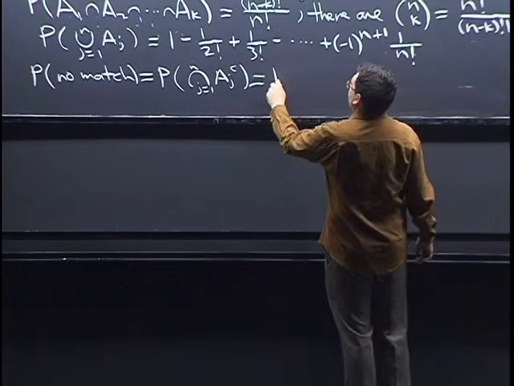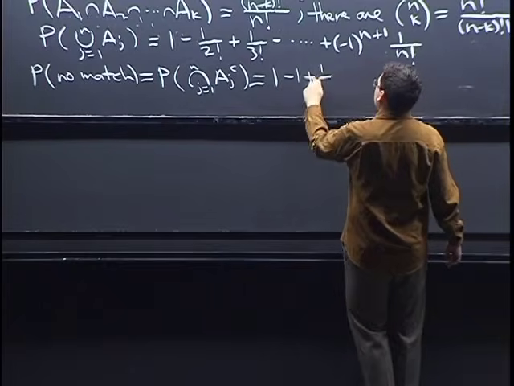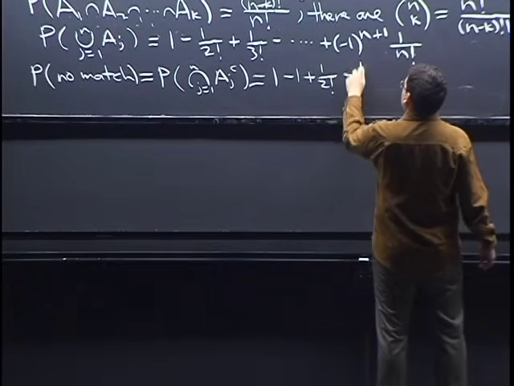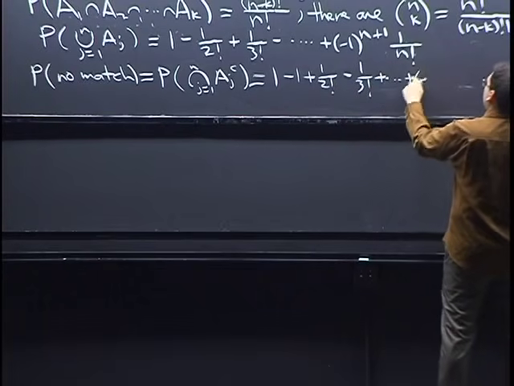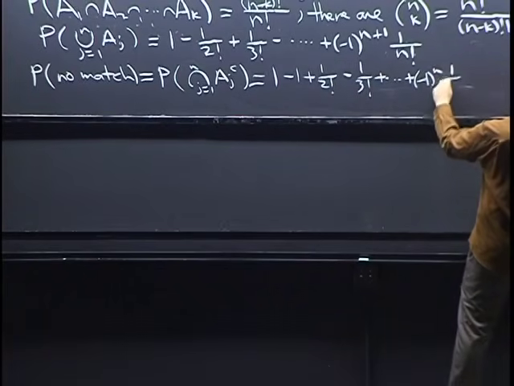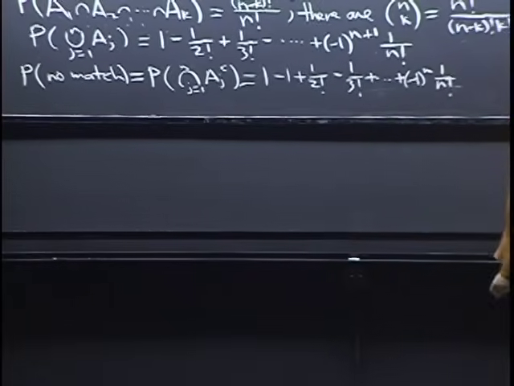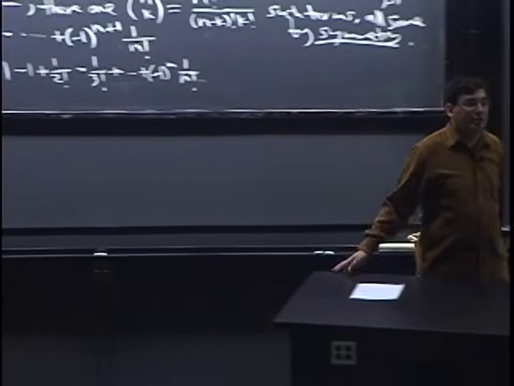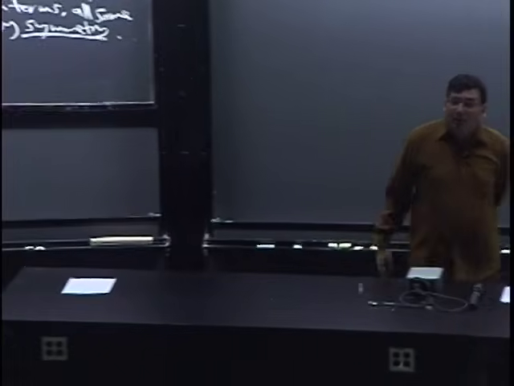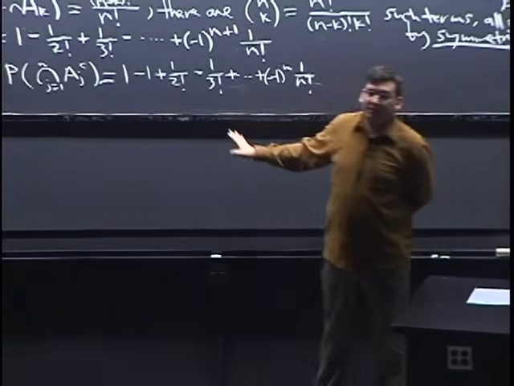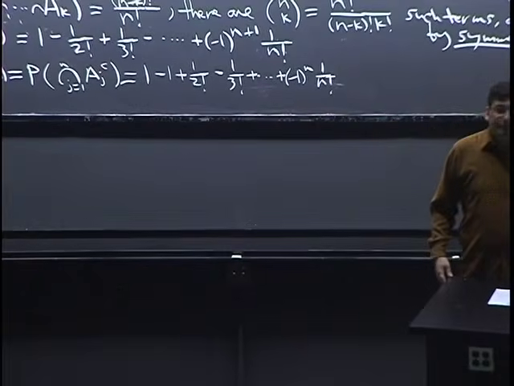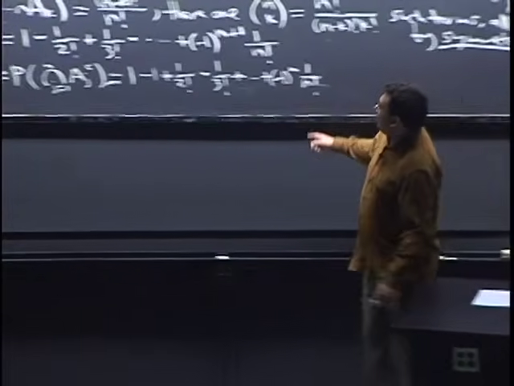So I'm just going to write 1 minus 1 plus 1 over 2 factorial minus 1 over 3 factorial plus dot, dot, dot, plus, now it's negative 1 to the n because the sign flipped. All right, so this is the exact answer for the probability of no match. Now, this thing looks pretty complicated, so what if we wanted an approximate answer?